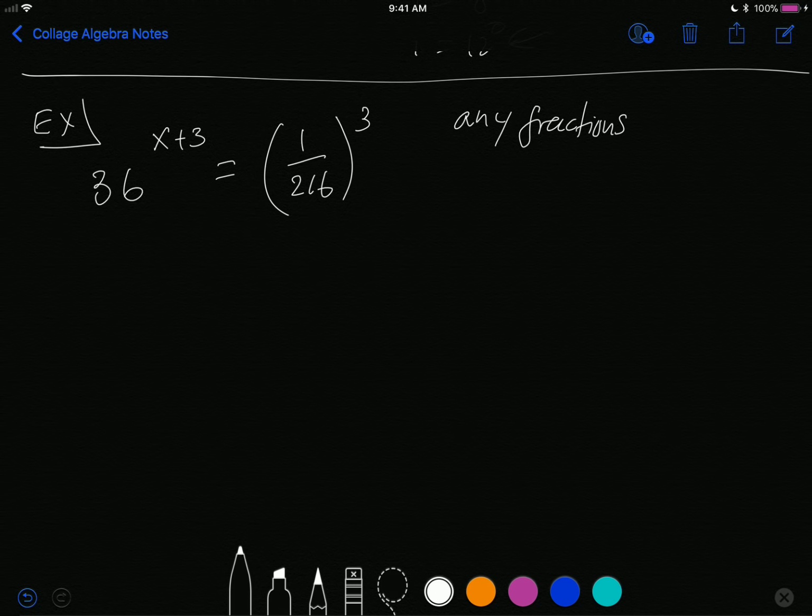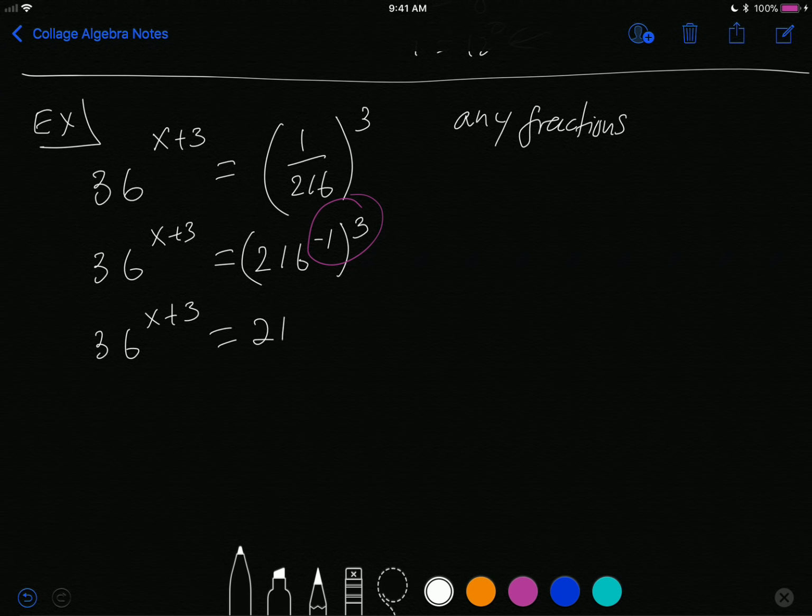And the answer is yes. And so that means I need to write that fraction with a negative power. So you're going to write this thing as 36^(x+3) is equal to 216 raised to the negative 1, of course raised to the third power on the outside. Then, when I have a power to a power, I must multiply. I hear you saying it. Say it with me. I must multiply. And so that's 216 to the negative 3.